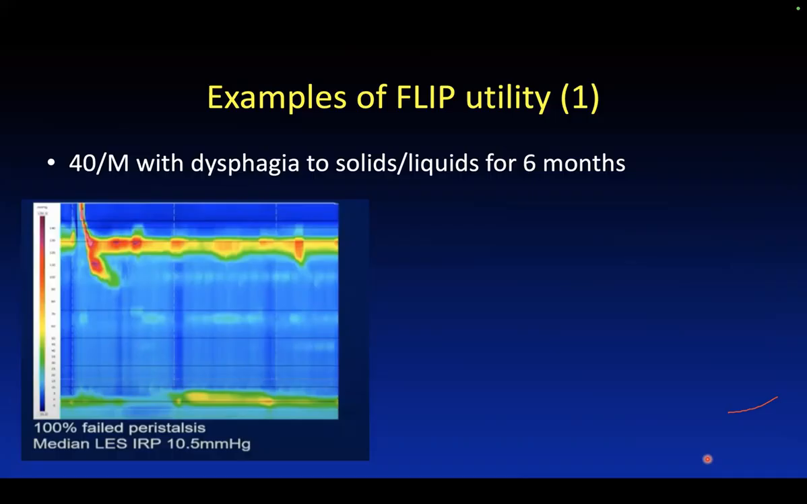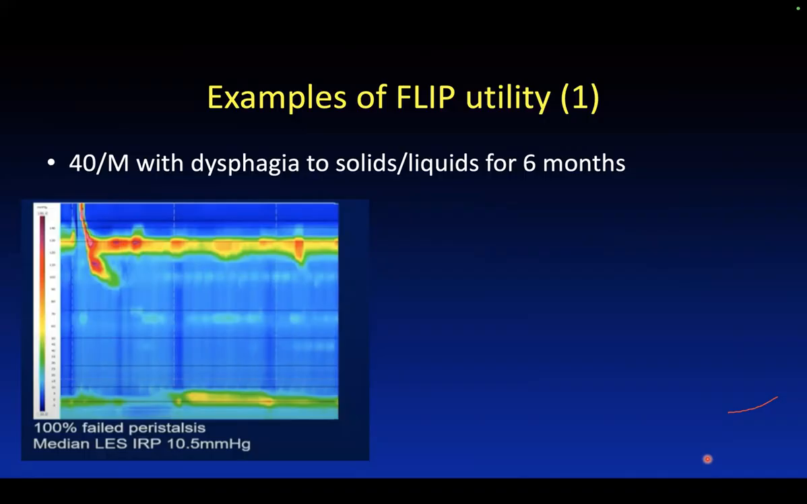This is a common conundrum that we face. There is an entity called achalasia cardia with low IRPs, but we are not very sure whether this will fit into a type 1 achalasia cardia, or we label this as absent esophageal contractility. How do you assess these patients further?